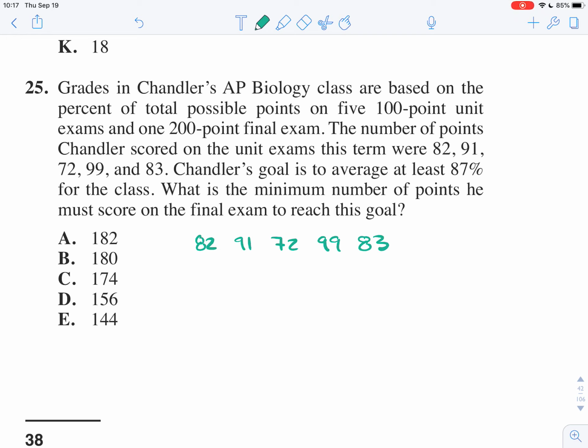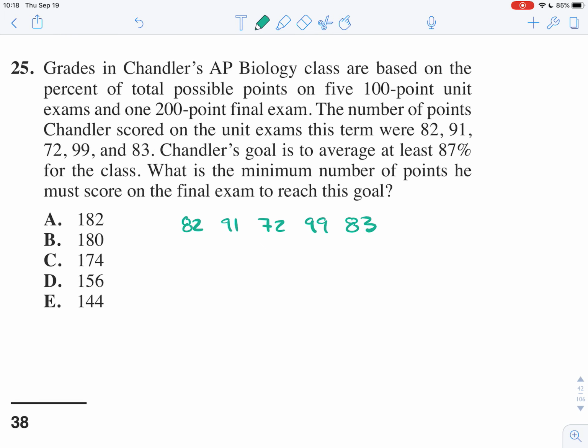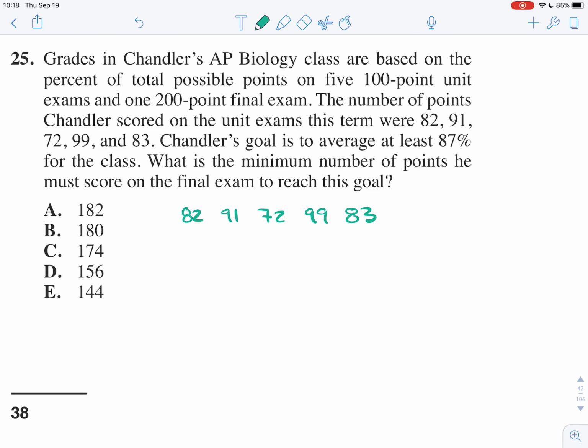They want to know what is the minimum number of points he must score on the final exam to reach this goal. Well, I think potentially the way that I would go about it might not be the way that most of you guys do it. So let's try and think about this logically.